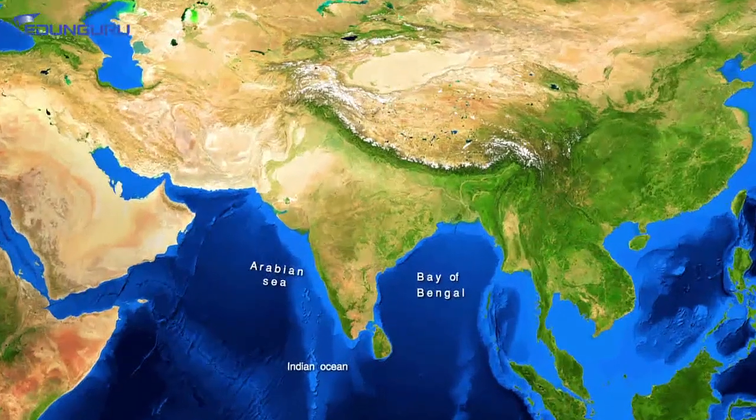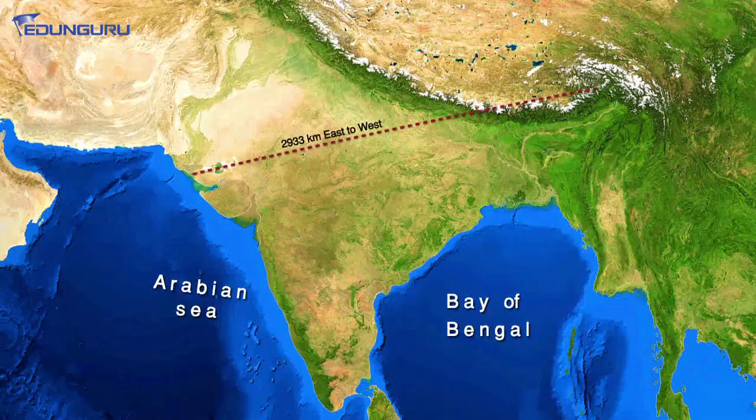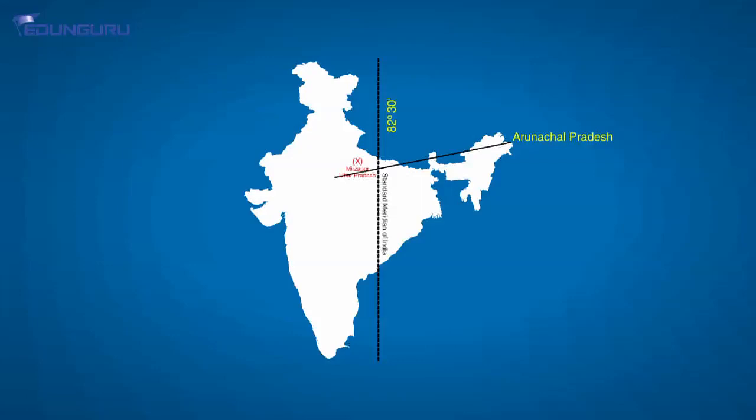Now, children, when we look at the extent of India, we can see that India extends for more than 2,900 kilometers from east to west. When we travel from Arunachal Pradesh to Gujarat, the long distance has a time lag of approximately 2 hours. That is, at the time when the sun rises in Arunachal Pradesh, it is still not morning in Gujarat. So, there is a time lag of 2 hours.